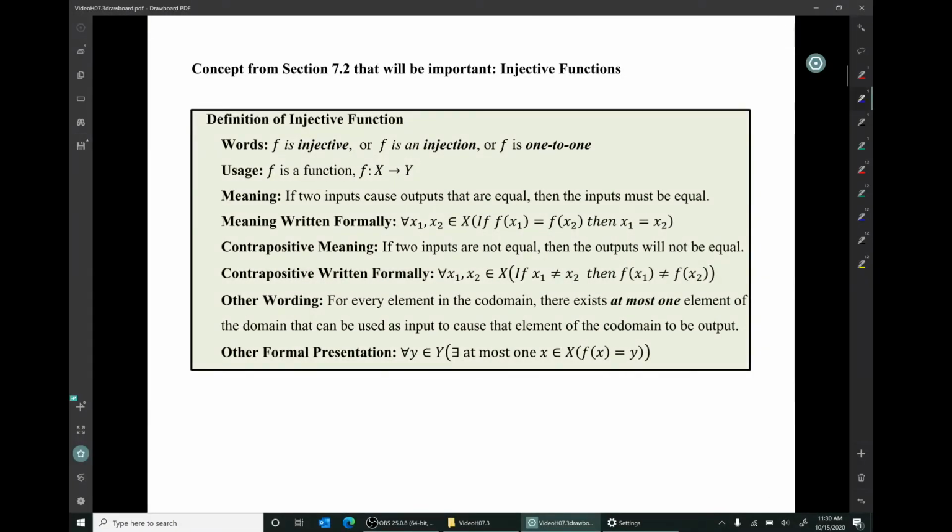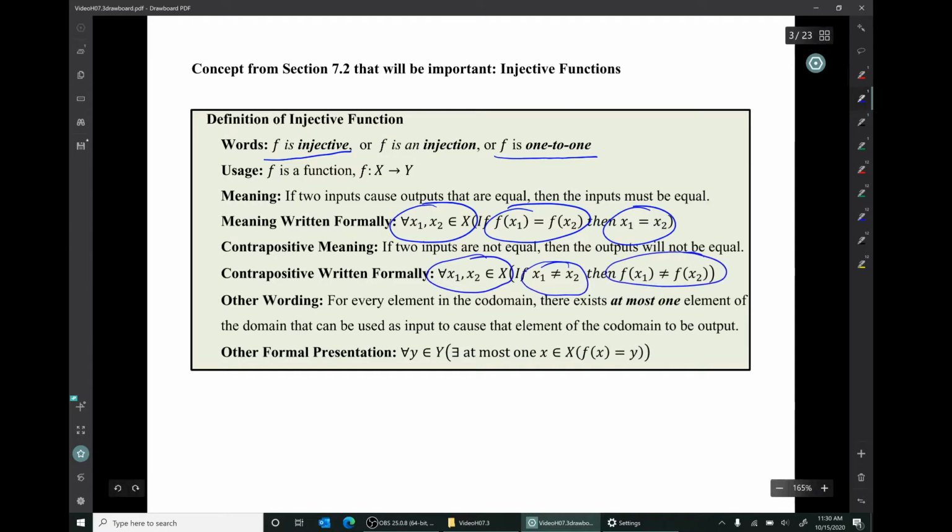We'll be discussing examples of injective functions. Remember, the word injective is the same as one-to-one. I prefer injective. And what this means is that for all inputs x1 and x2, if the resulting outputs are the same, then the inputs must have been the same. Or the contrapositive is equivalent. For all inputs x1 and x2, if x1 is not equal to x2, then the resulting outputs are not equal.